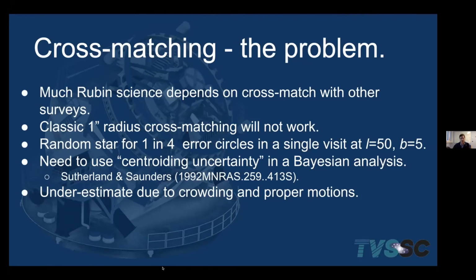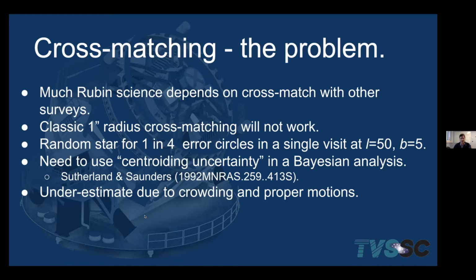Basically you've got to use those centroiding uncertainties that come out from the image analysis. And it's best probably to fit that within a Bayesian analysis. The granddaddy of all the papers that do this really is Sutherland and Saunders in 1992. But the problem here is that if you just use those centroiding uncertainties naively, you will underestimate the uncertainties due to 2 problems. First is proper motion, that the catalog you're matching against might be 10 years old. And the second is crowding, which is within your PSF, you will have undetected other stars, which will pull your centroid away from where you think it should be.